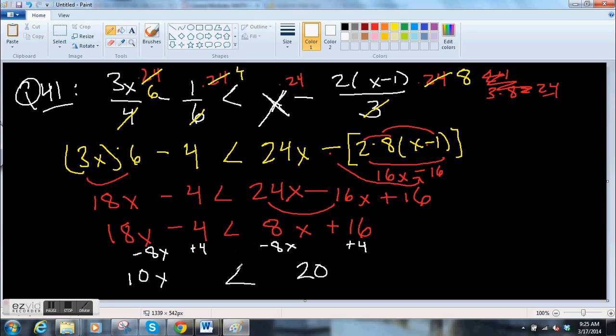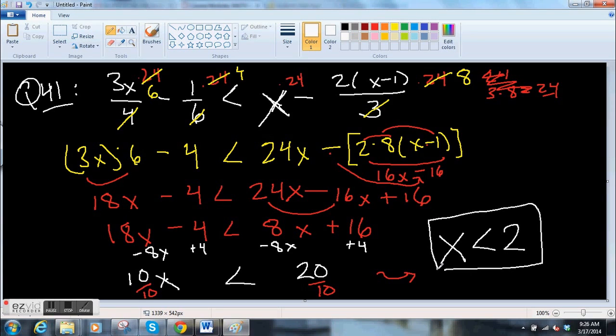This inequality keeps going down, less than. And now the only problem, I'm almost done. I have x by itself except for this 10. So I'm going to divide everything by 10. Divided by 10. And it all leads to, yes, you can see it, x less than 2.